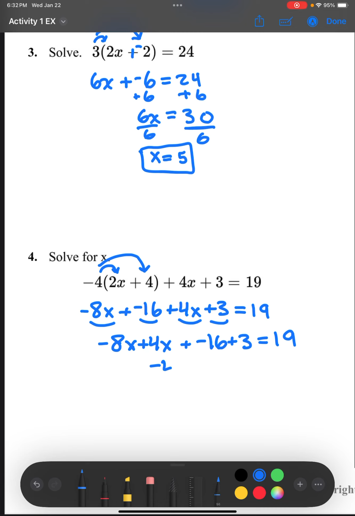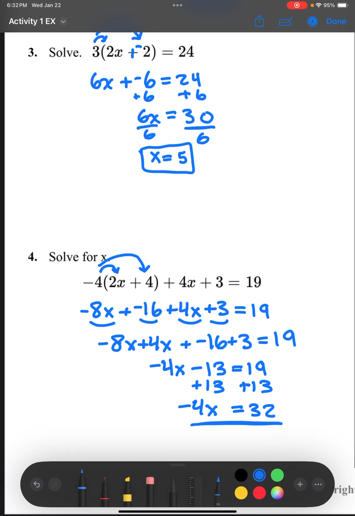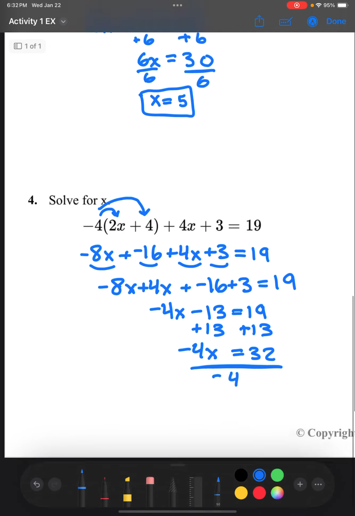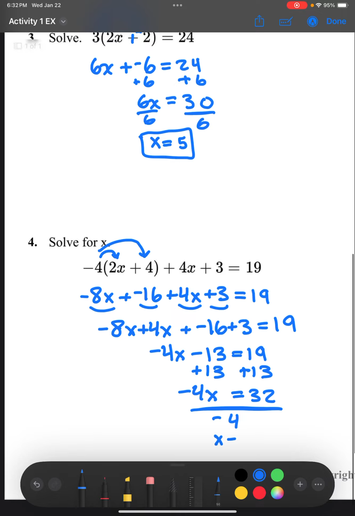Then simplify this one more. This leaves you negative 4x minus, so negative 16 plus 3 is negative 13, or minus 13. Add 13 to both sides. That gets us 32, right? And negative 4x on that side. Divide by negative 4 on both sides, right? And we have x equals negative 8.